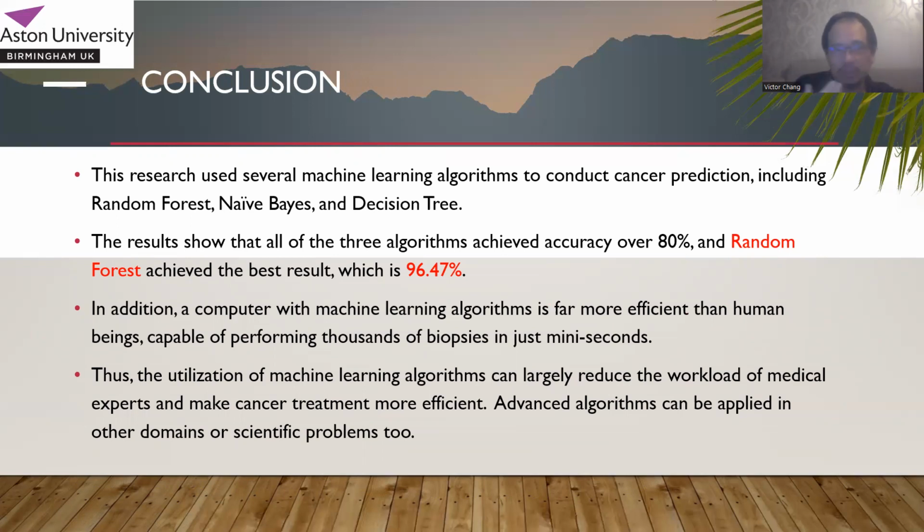In addition, a computer with a machine learning algorithm is far more efficient than human beings, capable of performing thousands of biopsies in just milliseconds. Then we can use machine learning to improve the accuracy, the process, and the automation. Thus, the utilization of machine learning algorithms can largely reduce the workload of medical experts and make cancer treatment more efficient. Advanced algorithms can be applied in other domains or scientific problems too, because as some research questions become more challenging and more complex, we need very innovative methods to help us make a better understanding and a quicker, better, more efficient diagnosis.